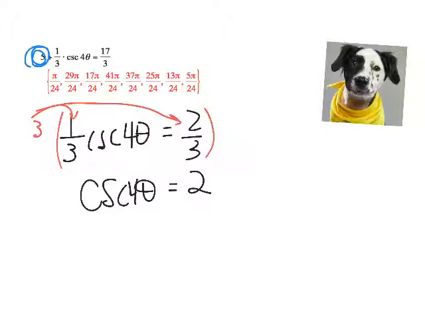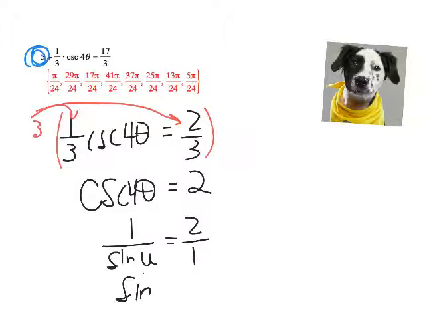And remember, cosecant goes with sine, and so it's really like 1 over the sine of u equals 2, because I got that 4 theta, so it's going to be a u sub. And then, of course, it's 2 over 1. You cross multiply, 1 times 1, 2 times sine, and divide, and you get sine of u equals 1/2. So that's where you start.